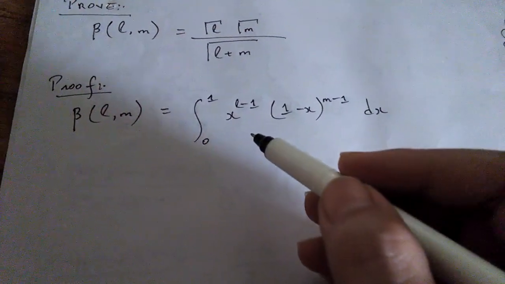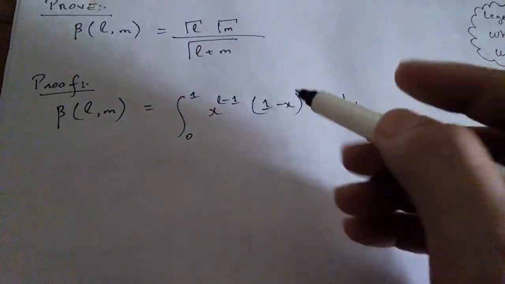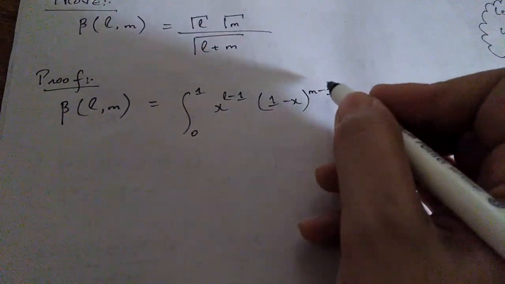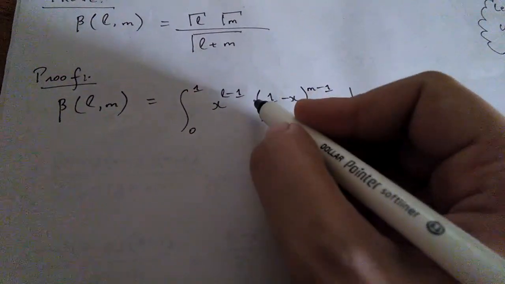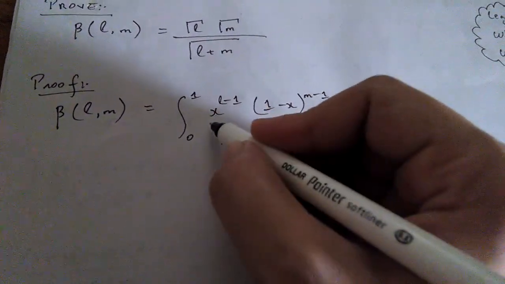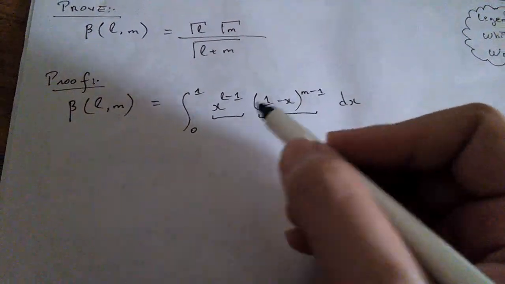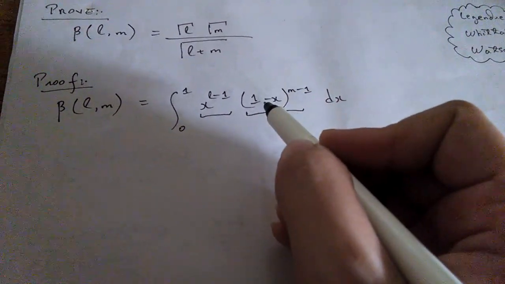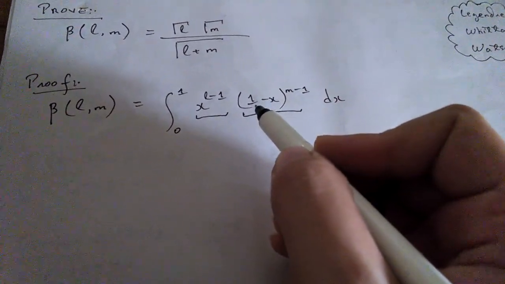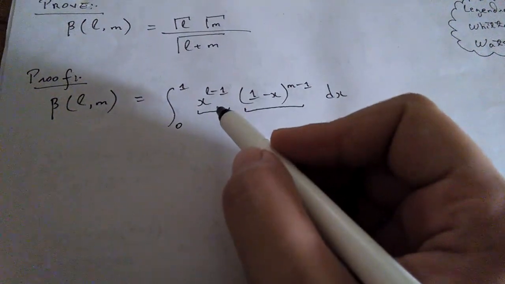Okay, so now it is your choice. This is the integrand, which is expressed as the product of two polynomials. One is this, another one is this. So it is your choice. You can pick any one as your f of x, and any one as your g of x.